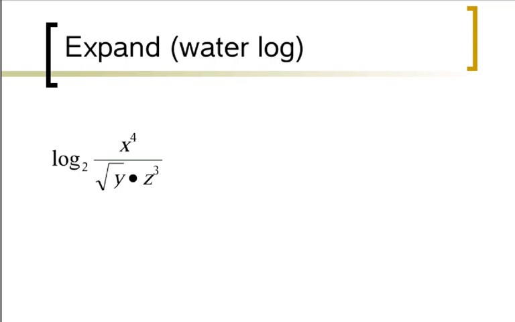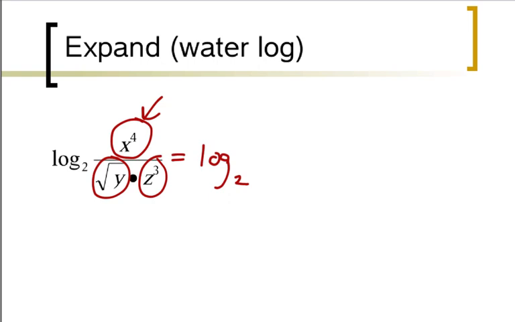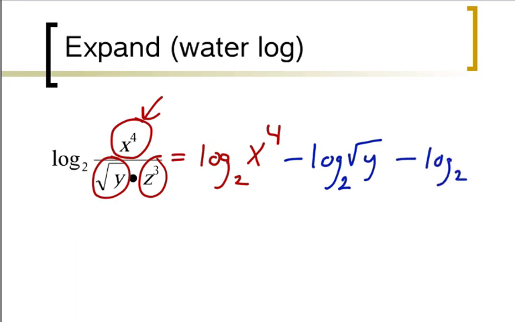So we're going to waterlog this, expand it, and we should have 1, 2, 3 different logs. Okay? And so we rewrite this as, we get 1 positive log for the one on top, so log base 2 of x to the 4th. And then we have 2 more logs, but they're both negative, so negative log base 2 of root y, and then another negative log base 2 of z to the third power. Okay, so again, because I had one thing on the top, that gave me one positive log, and each one of these things on the bottom, I got my two negative logs.